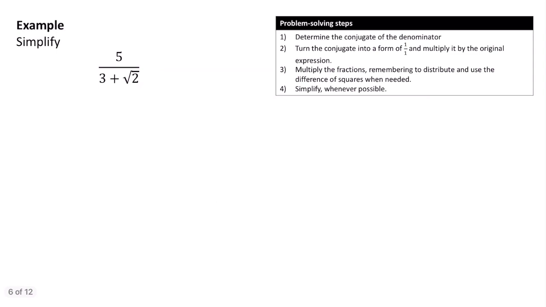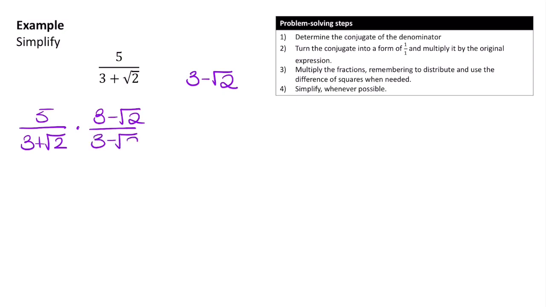So let's start off with this example. Notice that this is not simplified because we have a radical in the denominator. So I'm going to start off by figuring out the conjugate. The conjugate of 3 plus the square root of 2 is going to be 3 minus the square root of 2. So I'm going to take this 5 over 3 plus the square root of 2 and multiply by 3 minus the square root of 2 over 3 minus the square root of 2.